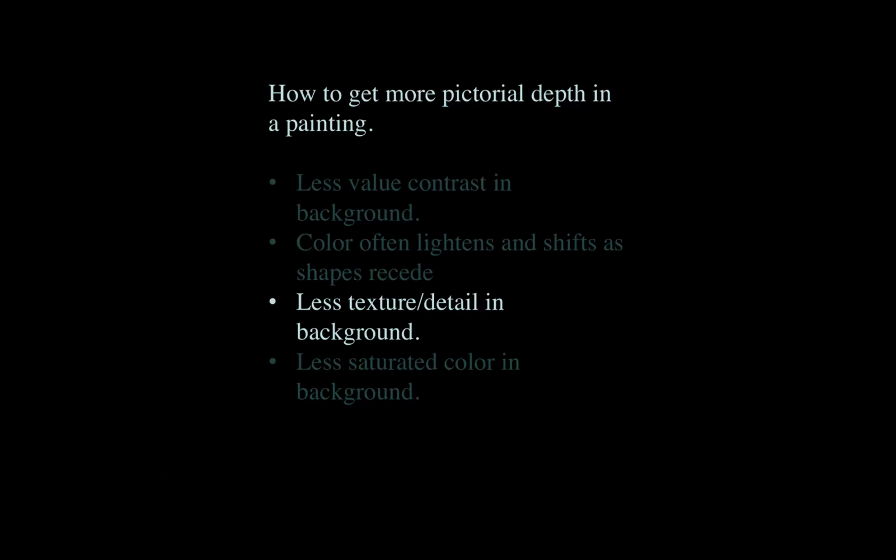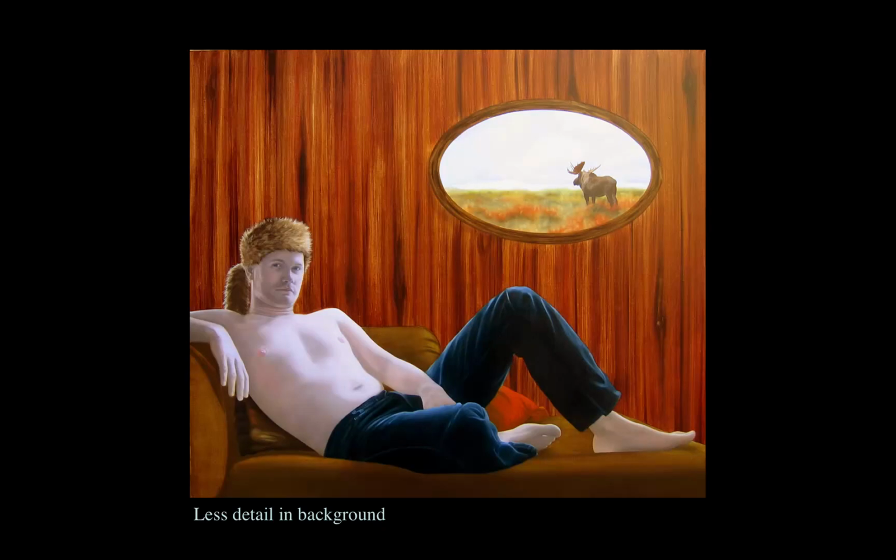Less detail or texture is a fairly straightforward technique. You cannot see intricacies as clearly in distant shapes as you can in the foreground. In this painting, the picture on the wall is more generalized than the rest of the painting. It makes it feel like it's both a window to the outside world as well as an object in the room. This image is kind of a funny take on a contemporary Daniel Boone, in that he's domesticated and neutered in this inside environment.